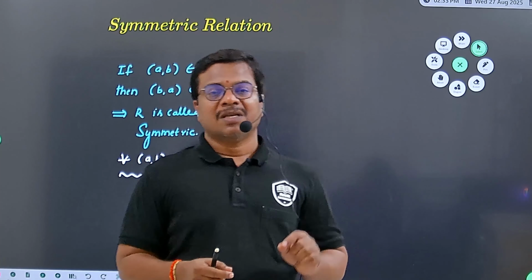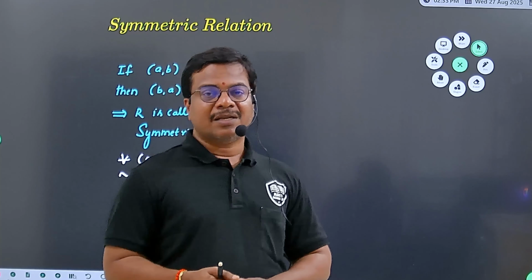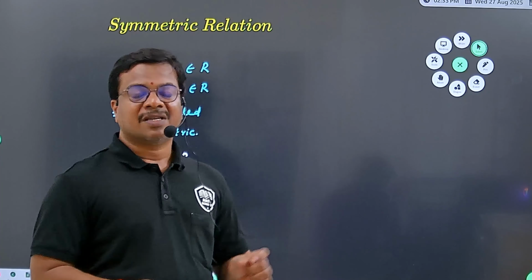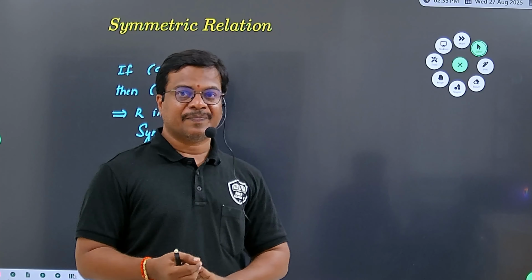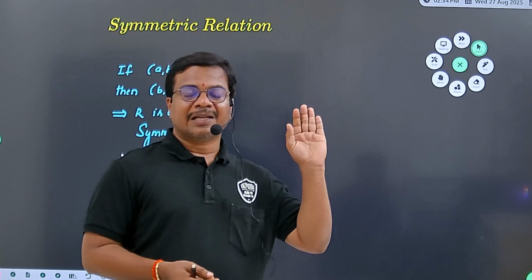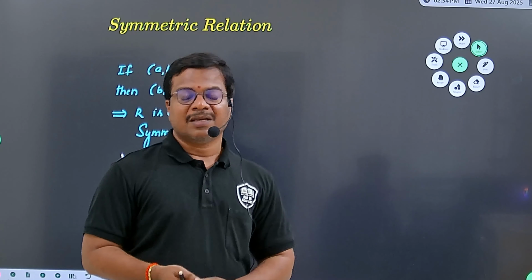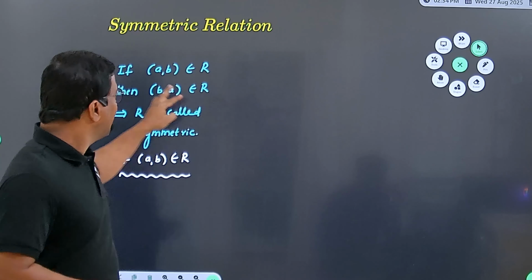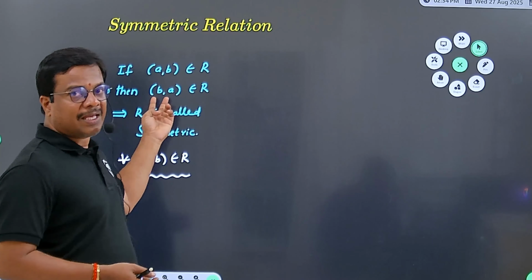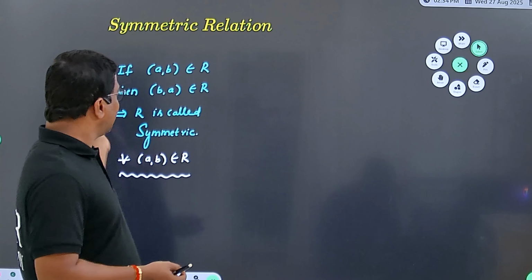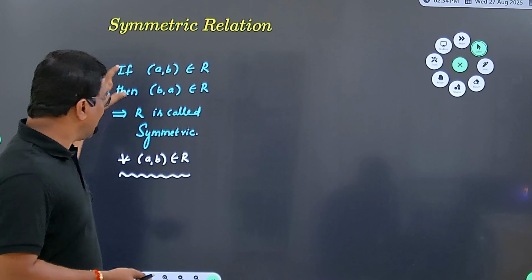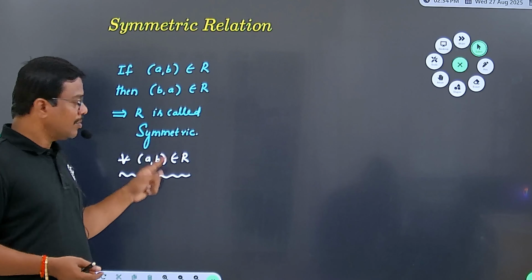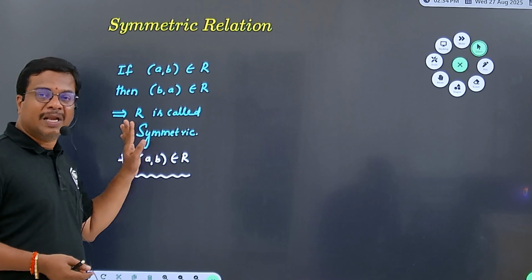Suppose there is a relation R. A relation is nothing but a subset of the cross product of two sets. The entries are clearly ordered pairs. Suppose you have an ordered pair (a, b) belonging to that relation. If its reverse, (b, a), also belongs to that same relation R, then only the relation is called symmetric, and this must be true for all ordered pairs that belong to that relation.